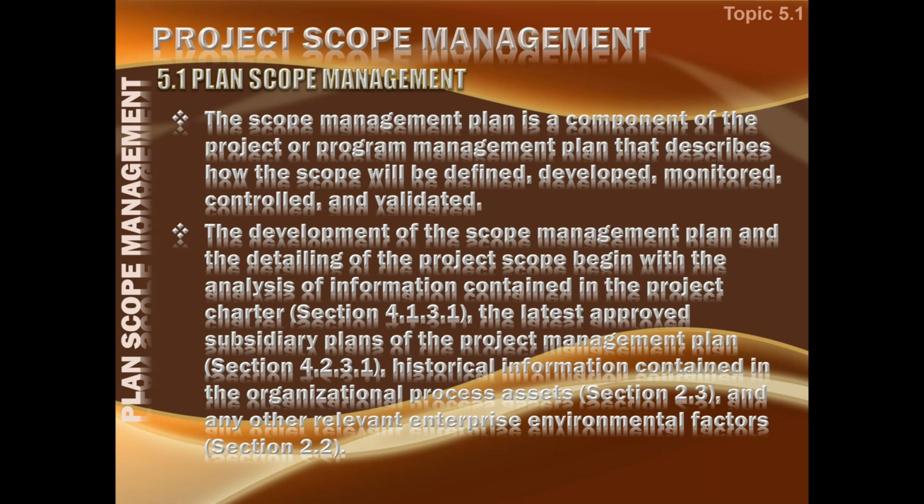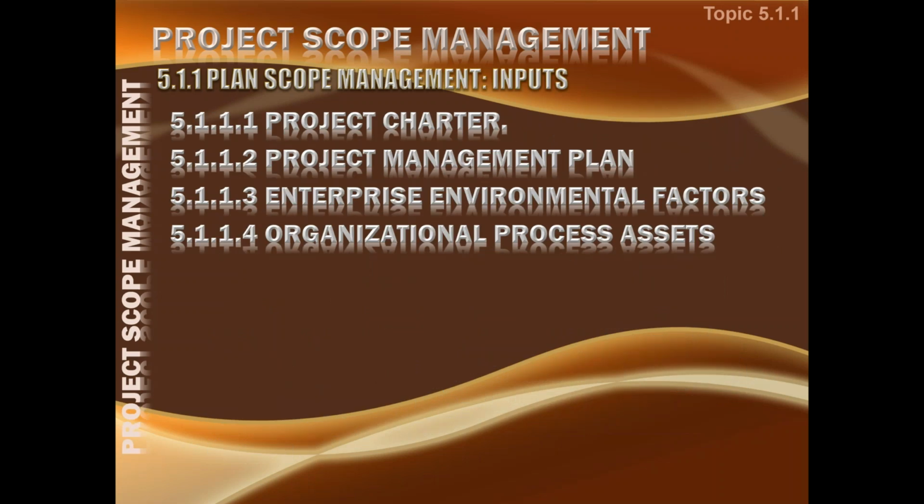The development of the scope management plan and the detailing of the project scope begin with the analysis of information contained in the project charter, which we have already discussed. Then the latest approved subsidiary plans of the project management plan, whatever is available, meaning the schedule management plan, the cost management plan, and all the management plans created throughout the planning, whichever is suitable and available, is going to be used. And historical information contained in the organizational process assets and enterprise environmental factors, these we are going to be using everywhere. So these are our inputs.